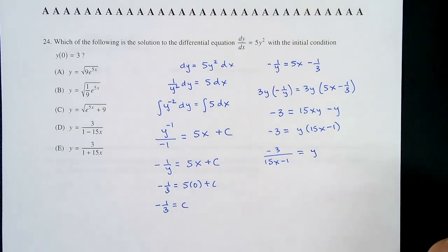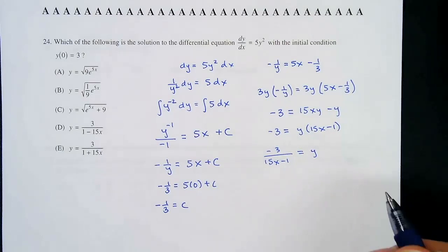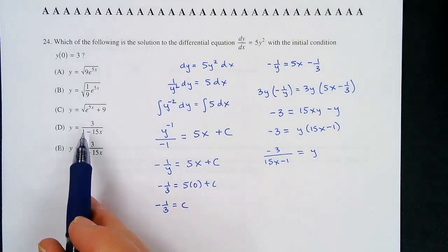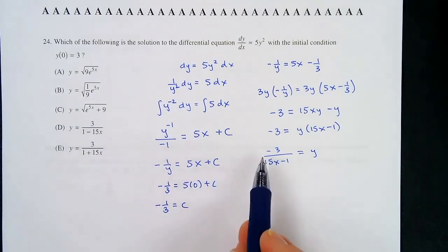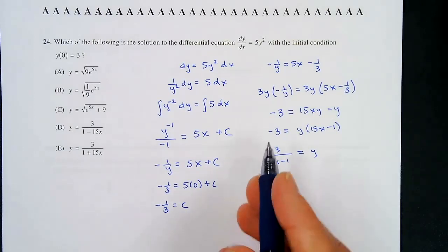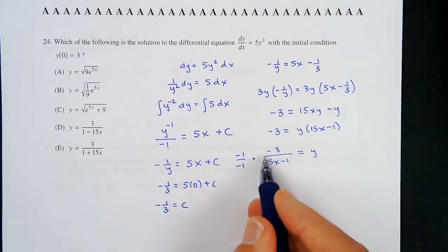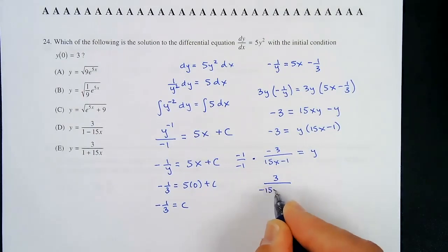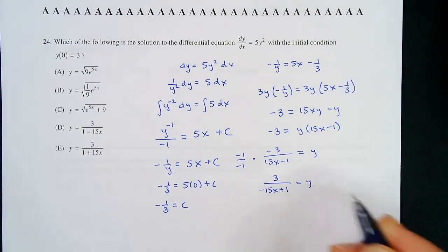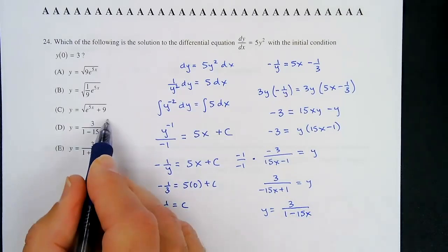Now, there's a problem, right? Because if you look over there, there's no answer that's just like that. So if you look at this one, it's going to be this one. How you can show that is to multiply both top and bottom by -1. So I'm multiplying by a version of 1, right? -1 over -1 is 1. So that makes the top become 3, and then the bottom is -15x plus 1 is equal to y. Or to match it perfectly, it'd be 3 over 1 minus 15x, which is D.